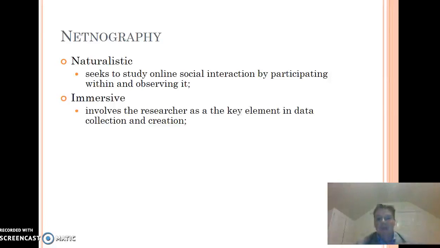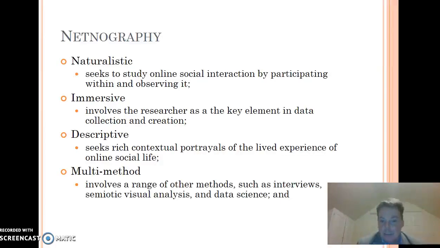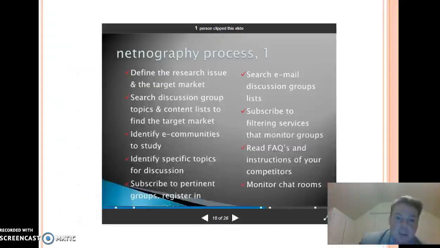So I'd actually immerse myself in it, and I become part of the data collection, but also the creation of the data itself. We get this really descriptive, rich context of the lived experience. So it's a really rich description of what people are experiencing, and it's multi-method. We have a whole series of different tools available. We can use interviews, visual analysis, data science, and the idea is it's really adaptable. We can use many different types of online sites and technologies, so it's a very widely applicable tool.